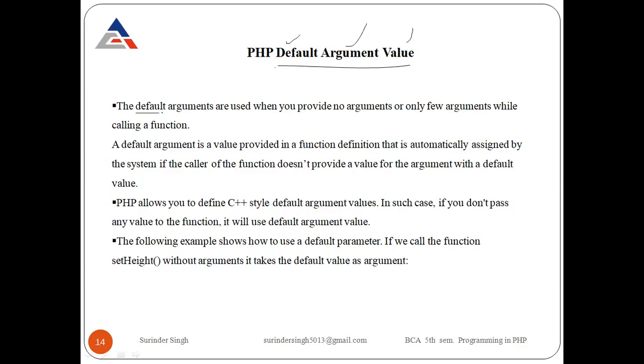See, default arguments are used when you provide no arguments or only a few arguments while calling a function. A default argument is a value provided in the function definition that is automatically assigned by the system if the caller of the function does not provide a value for the argument with the default value. Okay, what does it mean?